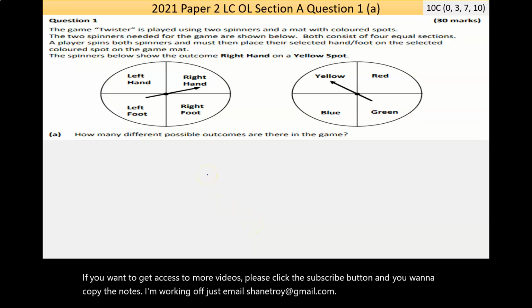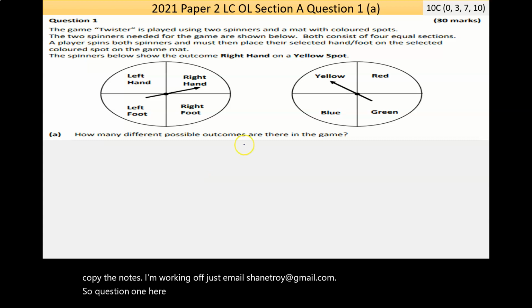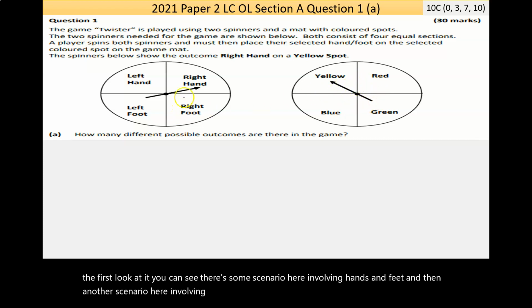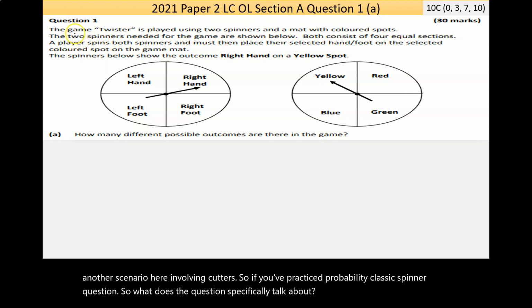So question one here of paper 2 is a probability question. So lots of words. Even just from the first look at it, you can see there's some scenario here involving hands and feet, and then another scenario here involving colors. So if you've practiced probability, a classic spinner question. So what does the question specifically talk about? Apologies for all the words.